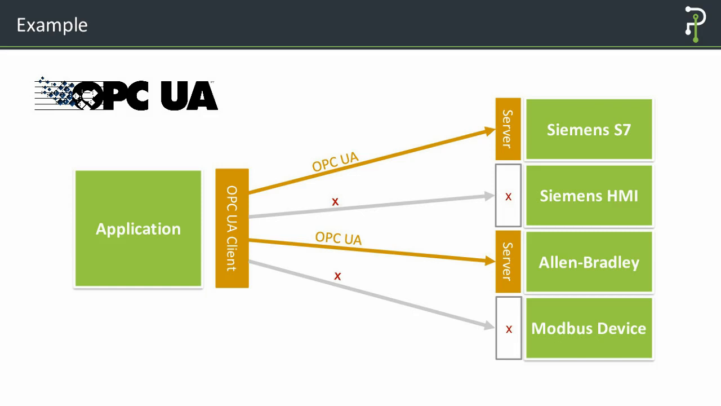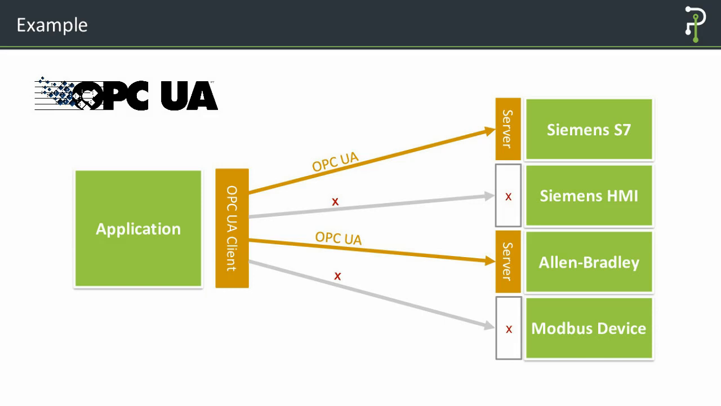So this is really one of the main downsides of OPC UA: it has a non-significant market share on brownfield. On the other hand, OPC UA has some really nice advantages.